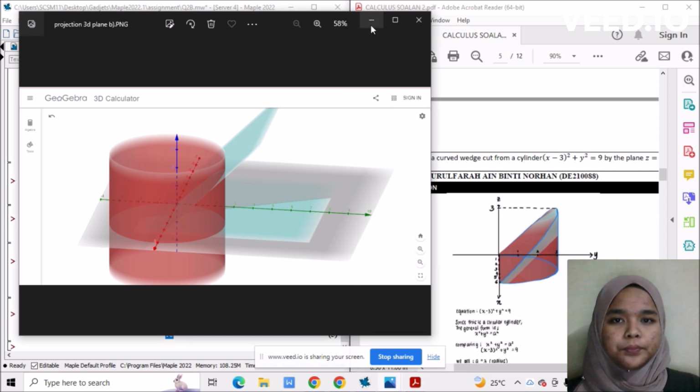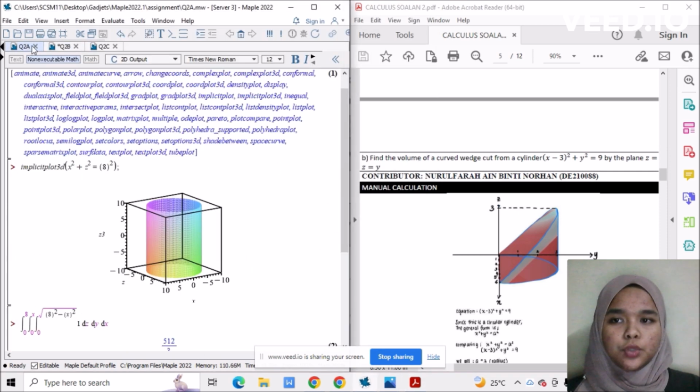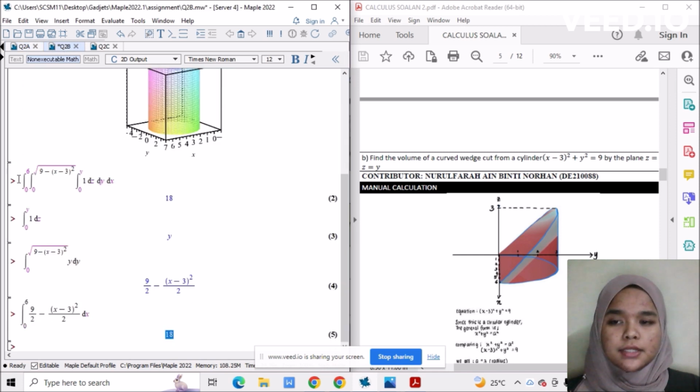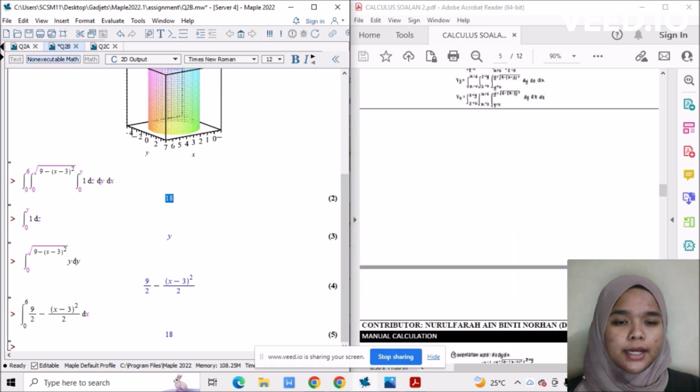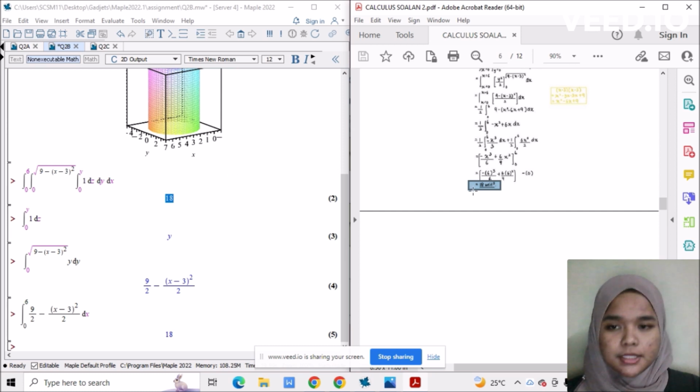From here, I also do the same process as in Q2A. Firstly, I will insert the overall triple integral and I will get 18 to make sure that my answer is correct. Both the software program and the manual calculation showed that I have the same answer.